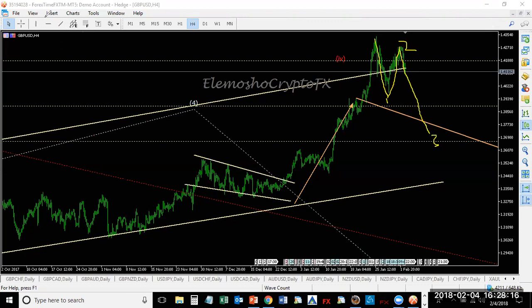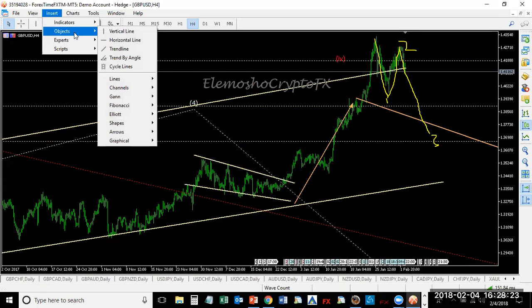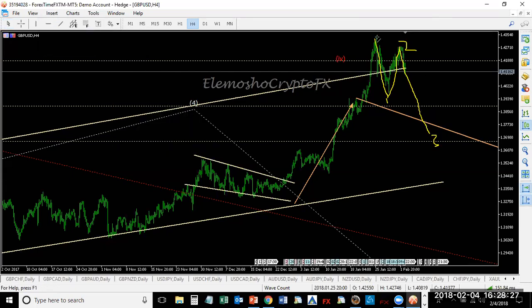Now, the Fibonacci expansion for a wave three is that it should be a minimum of 1.618 expansion of wave one. So if I calculate the expansion from this high to this low, I'm going to get the exact minimum target for wave three. So that if you are already in the sell, as I posted in the group, you know where to hold your sell before you start having any story.